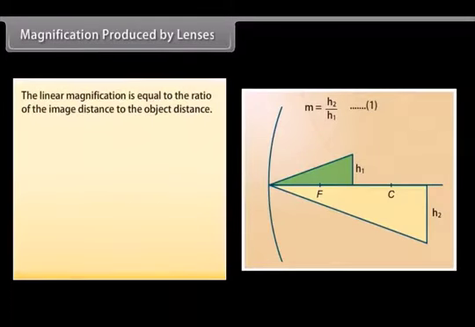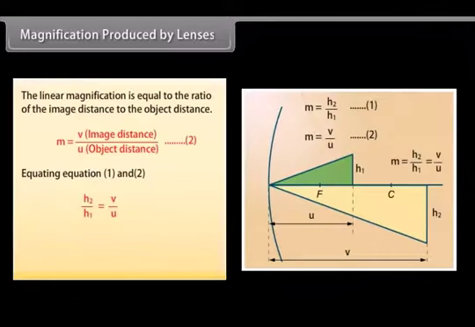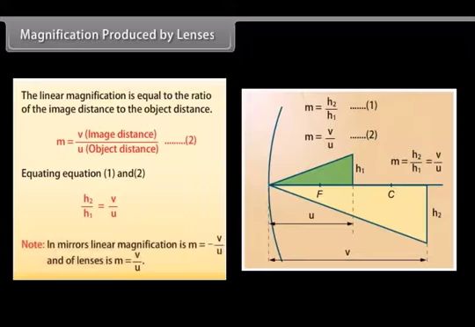The linear magnification is equal to the ratio of the image distance to the object distance. M = v, image distance, upon u, object distance, which is equation 2. Equating equation 1 and 2, h2/h1 = v/u. Note, in mirrors, linear magnification is m = -v/u, and for lenses it is m = v/u.